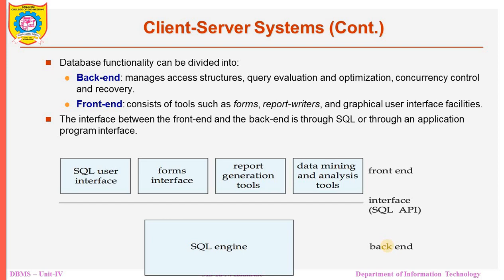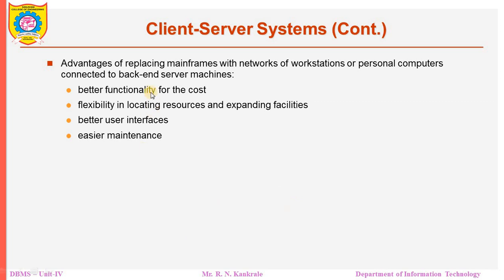Some transaction processing systems provide a transactional remote procedure call interface to connect the client with the server. So the advantages are given here of replacing a mainframe with networks of workstations or personal computers connected to backend server machines. Better functionality for the cost, flexibility in locating resources and expanding facilities, better user interface and easier maintenance are the facilities under the client-server system.